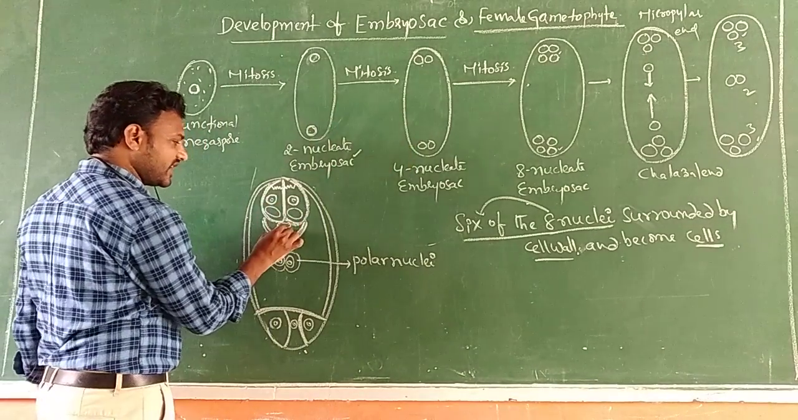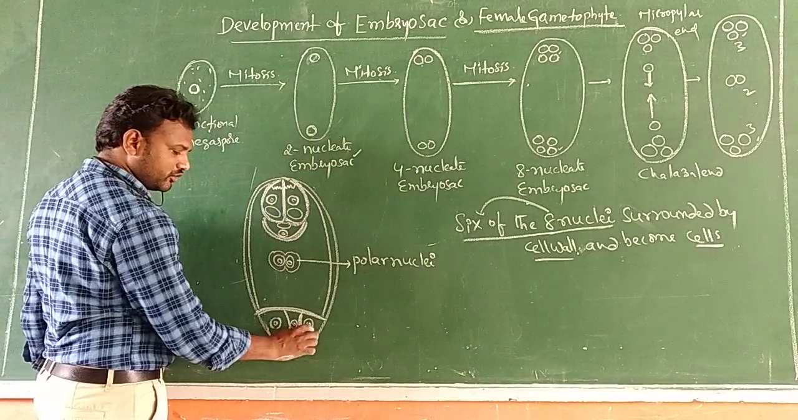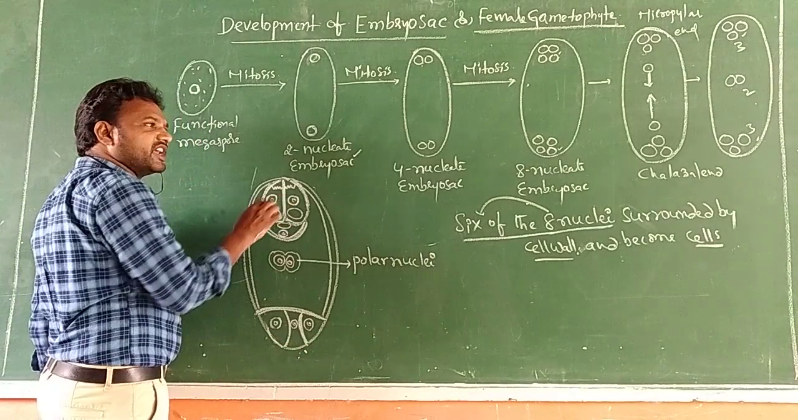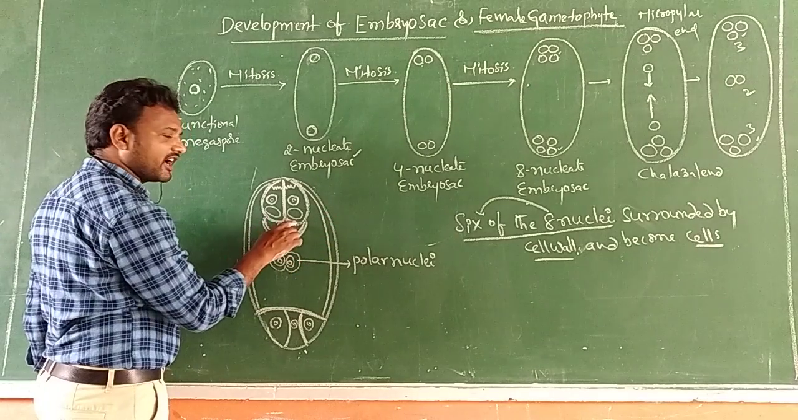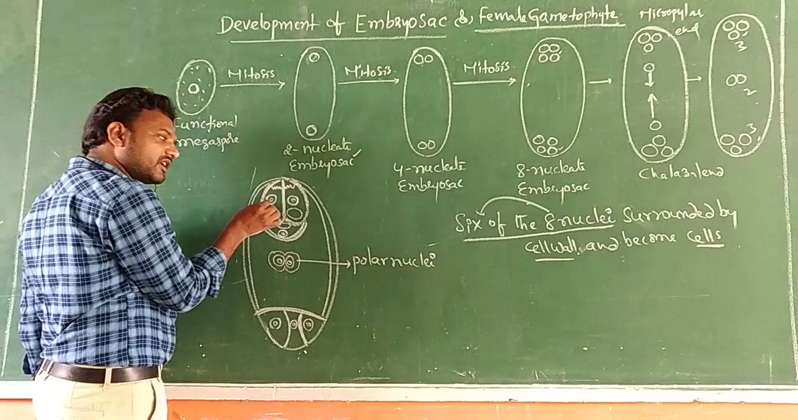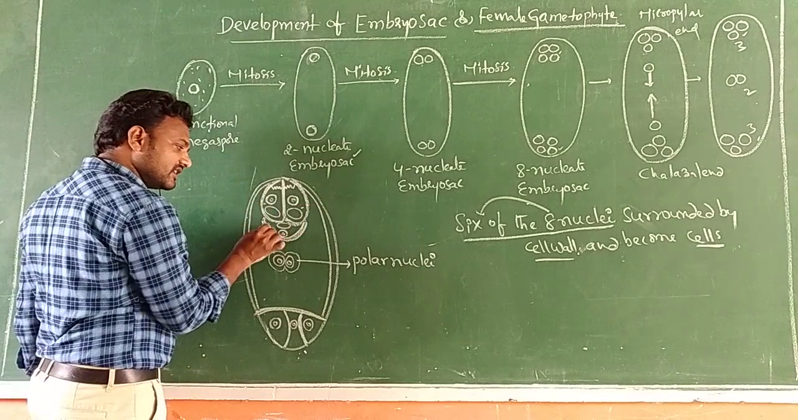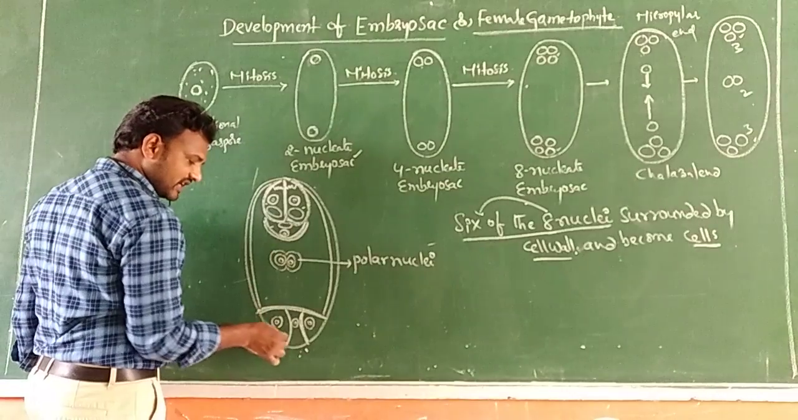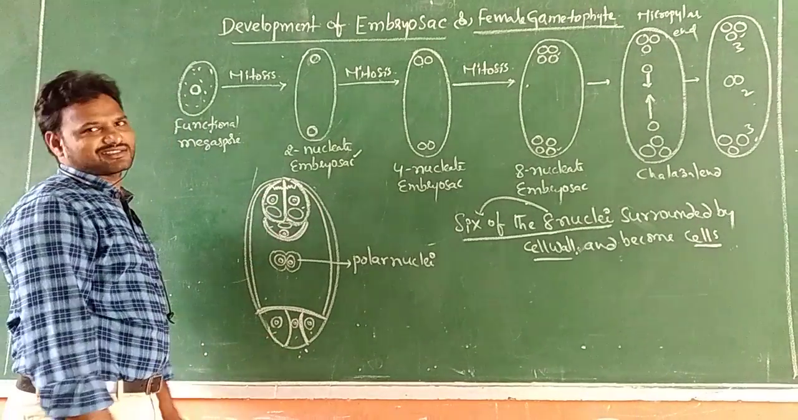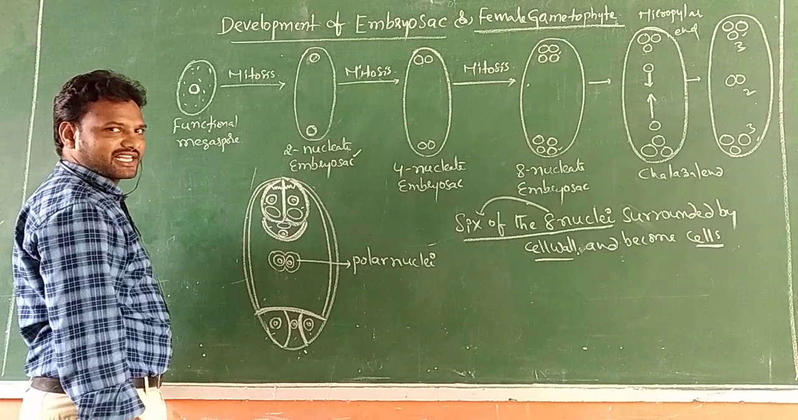So here, 3 nuclei at the micropylar end, and here, 3 nuclei at the chalazal end. These 3 nuclei and these 3 nuclei are covered by a cell wall. That's why each one is one cell. This is one cell, this is one cell, this is one. 3 cells here, and 3 cells there. 3 cells plus 3 cells, here 6 cells.